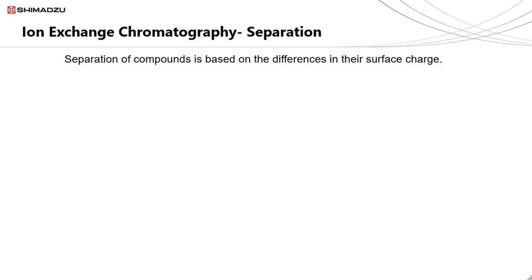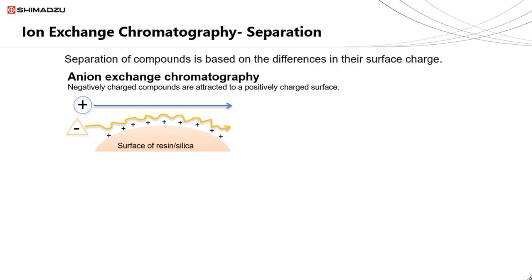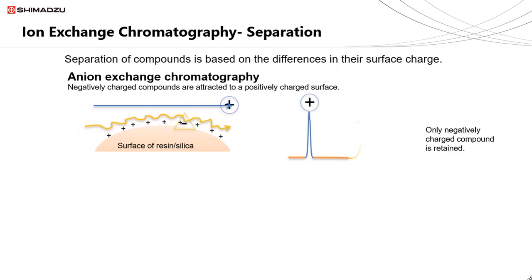Looking at our separations, we can split them into 2 categories. First is anion exchange, where our compound of interest is negatively charged and any positively charged compounds will be repulsed by our positively charged surface, whilst negatively charged will be attracted. This creates separation between the two types.